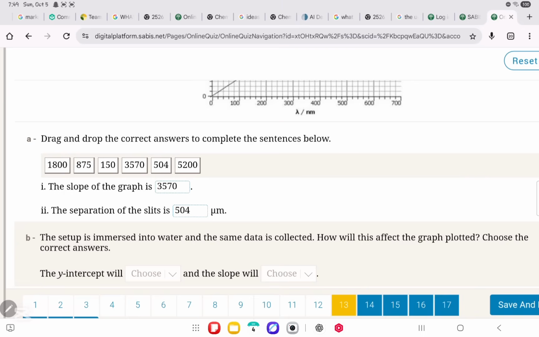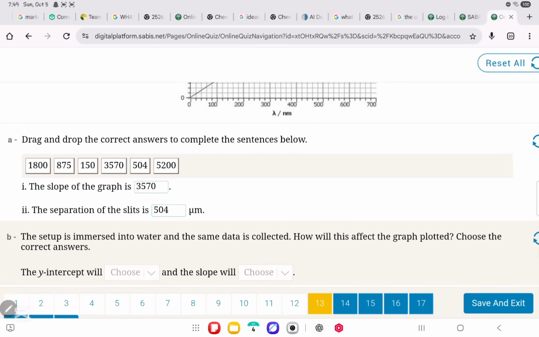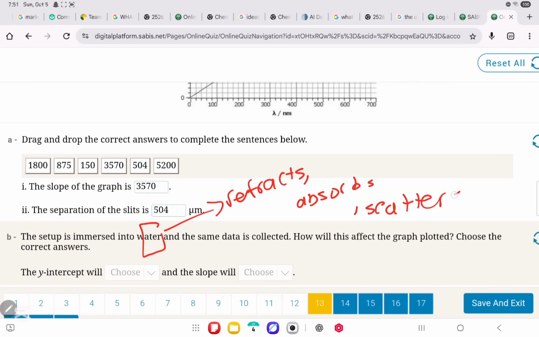We move on to part B. What does it say? It says that the setup is immersed into water and the same data is collected. Can water change anything? So water, the only thing that water can do in this scenario is that it refracts, it absorbs, and it scatters light. So water in this scenario will not change lambda.